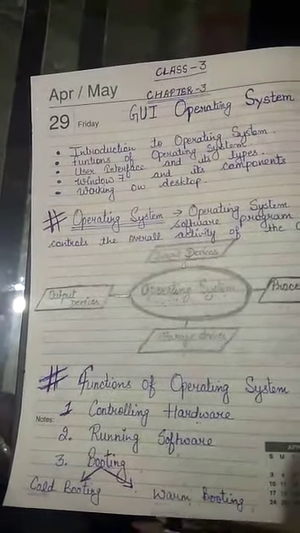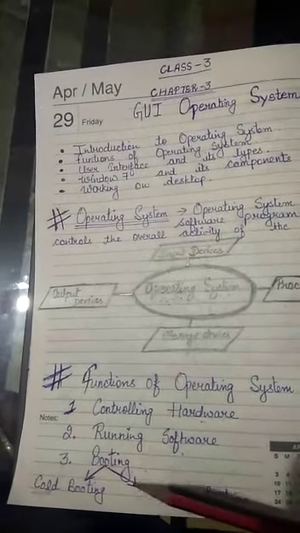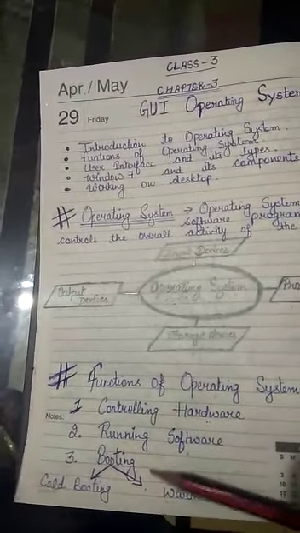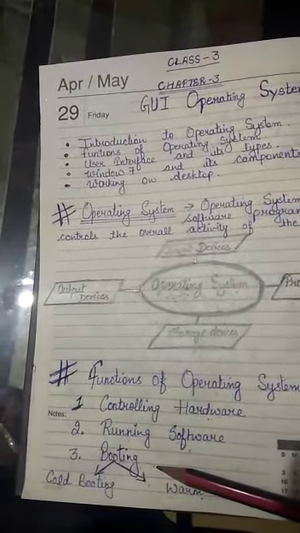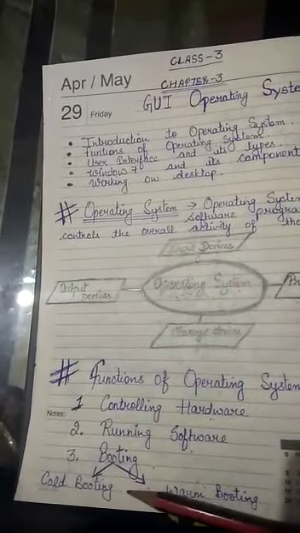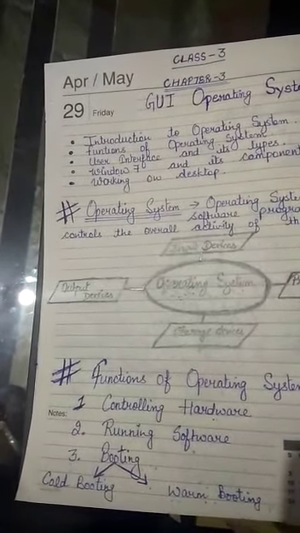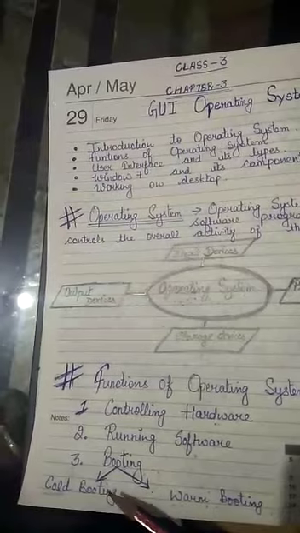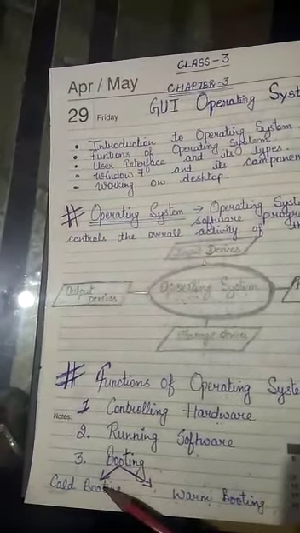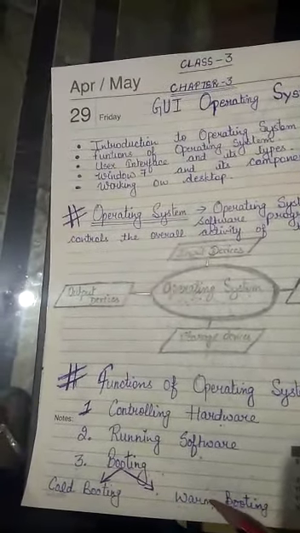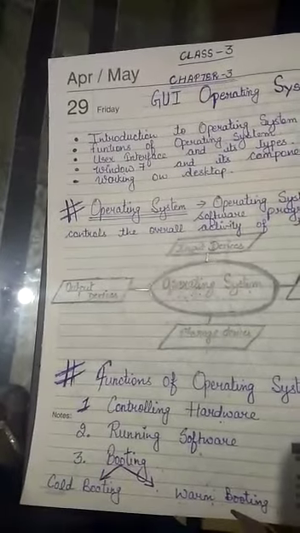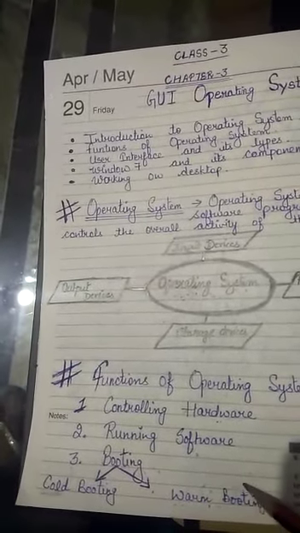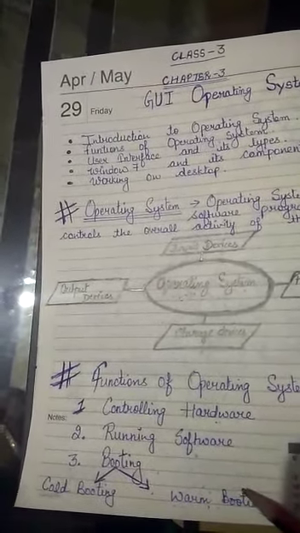This is the major function of the operating system. It is the process of starting and restarting the computer. There are two types. First is cold booting, second is warm booting. The process of starting the computer is called cold booting, and the process of restarting the computer is called warm booting. Restart means start up again.